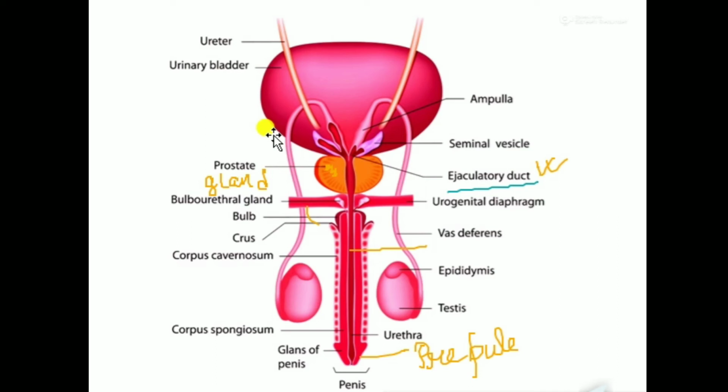At the end, it forms a small bulge, which is known as ampulla. From the ampulla, a glandular structure arises, which is known as seminal vesicle. The vas deferens is renamed after the seminal vesicle is formed. The new name is ejaculatory duct.